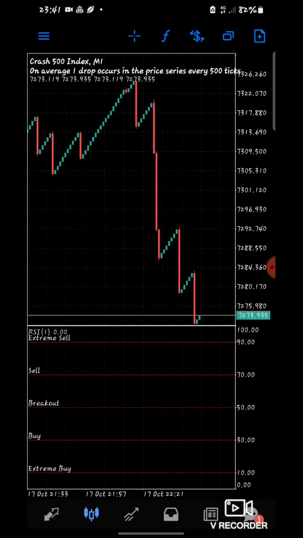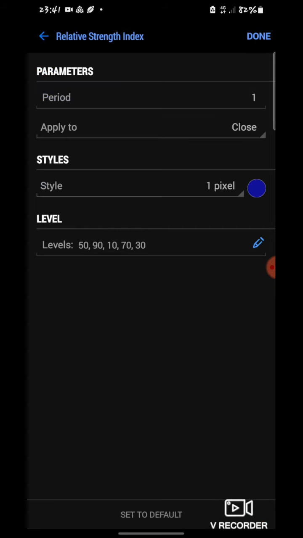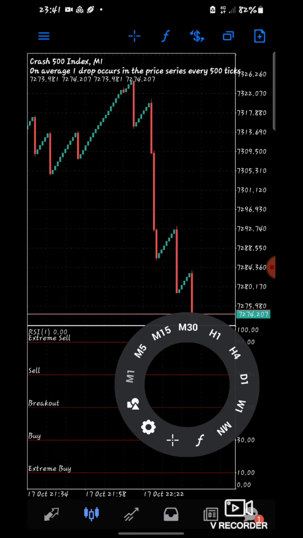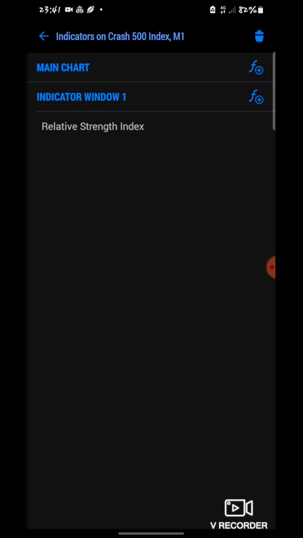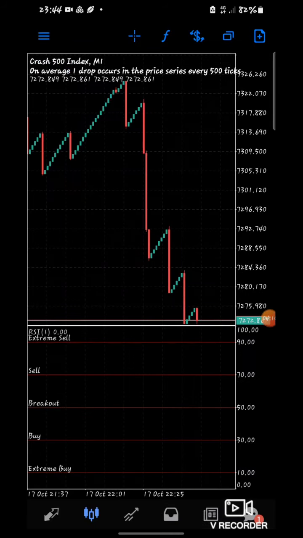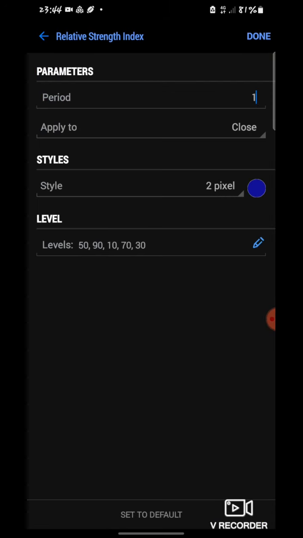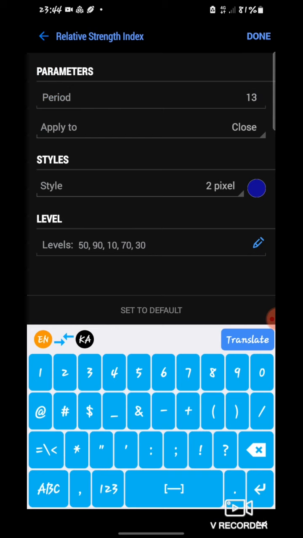Alright, the RSI is not here. The RSI 9. Okay, sorry guys. Alright guys, what you have to do is you go back to the indicator settings, then go to the relative strength index, then the period should be 13.